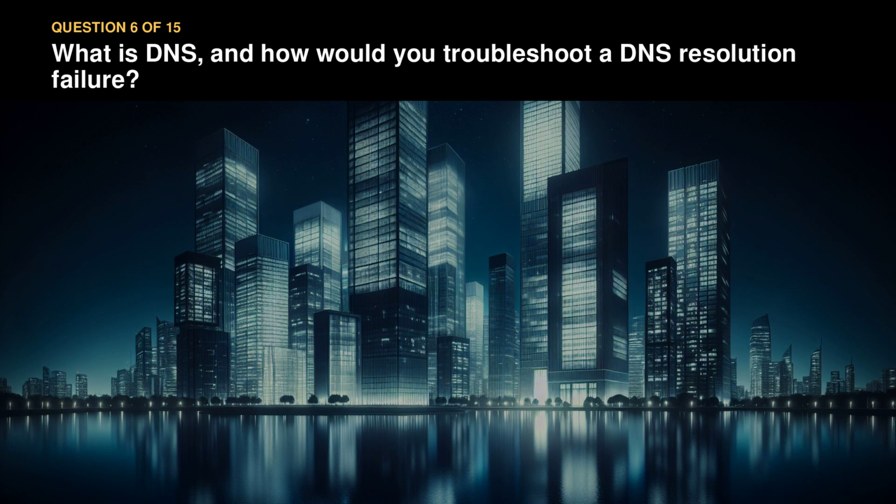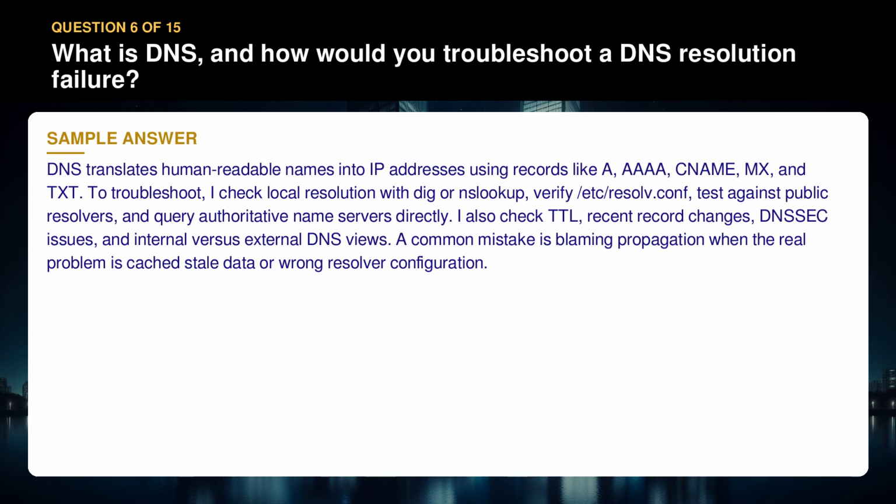Question 6. What is DNS, and how would you troubleshoot a DNS resolution failure? DNS translates human-readable names into IP addresses using records like A, AAAA, CNAME, MX, and TXT. To troubleshoot, I check local resolution with dig or nslookup. Verify /etc/resolv.conf, test against public resolvers, and query authoritative name servers directly.